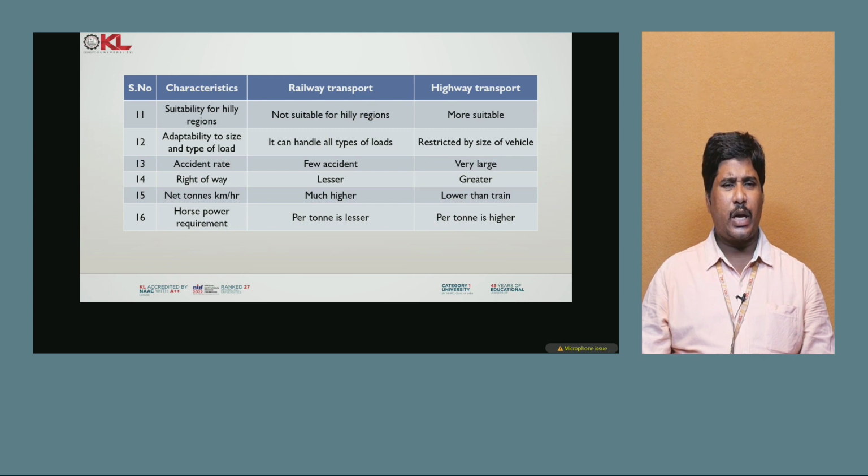And adaptability to size and type of the load: railway transport can handle all types of loads. And coming to highway transport, it is restricted by the size of the vehicle. And accident rate: in railway transport, the accident rate is very less, and in highway transport, the accident rate is very high. But when we go for the intensity of the accident, once an accident occurs in railways, the intensity is more, because more human lives will be in danger.